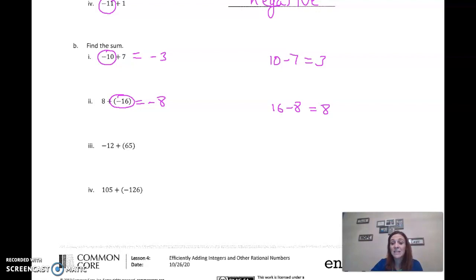12 and 65, take their absolute values. 65 minus 12, 53. Positive or negative 53? 65 has the greater absolute value, 65 is positive, so the answer is positive.